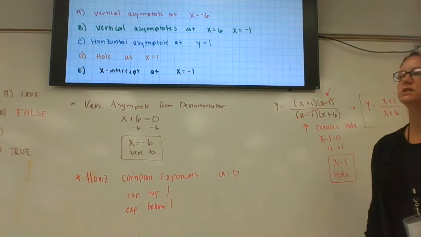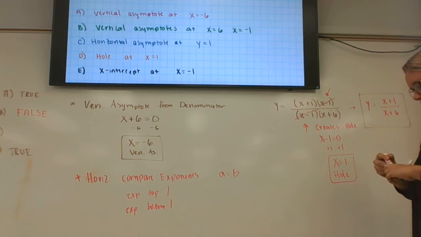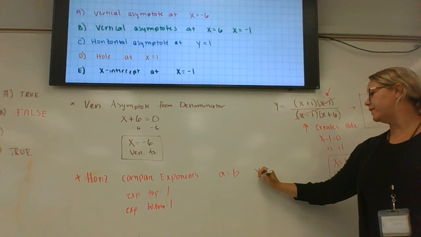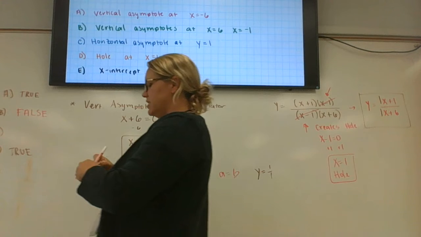And when A equals B, what's the horizontal asymptote? Gabby? We do the coefficients, the number in front of the exponent. Correct. The horizontal asymptote will be y equals 1 over 1. So letter C is true.